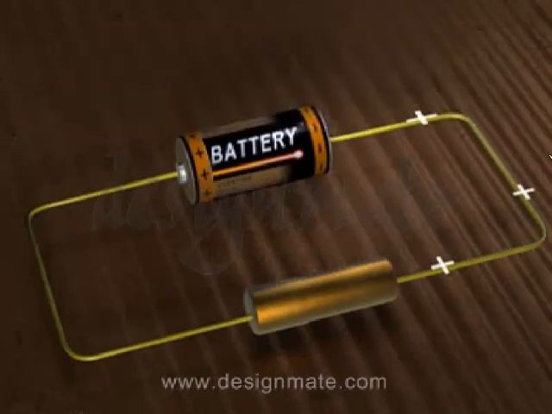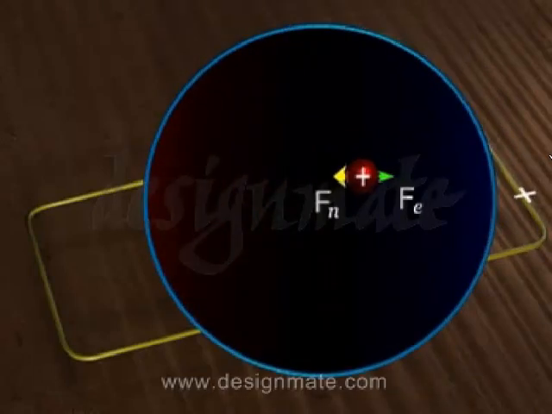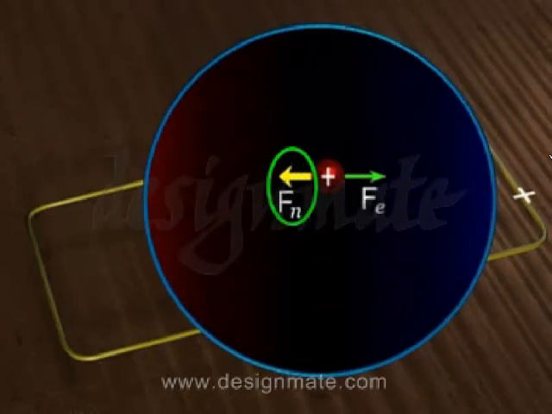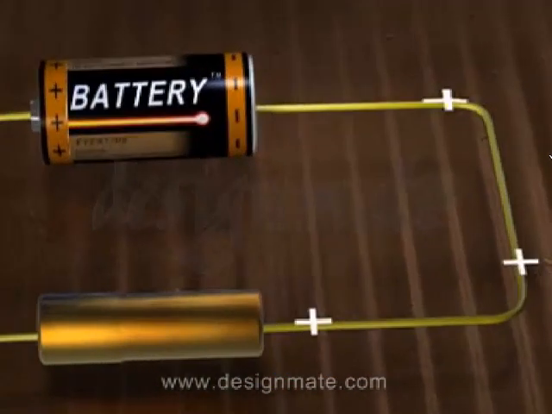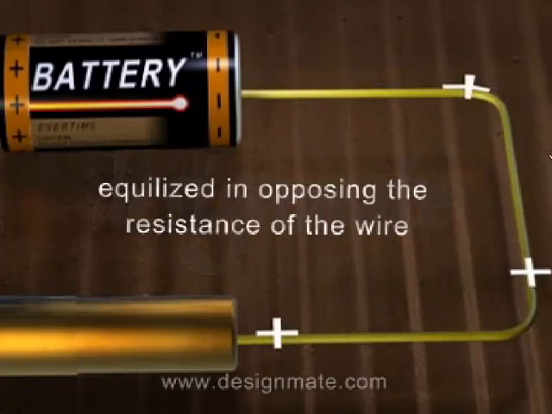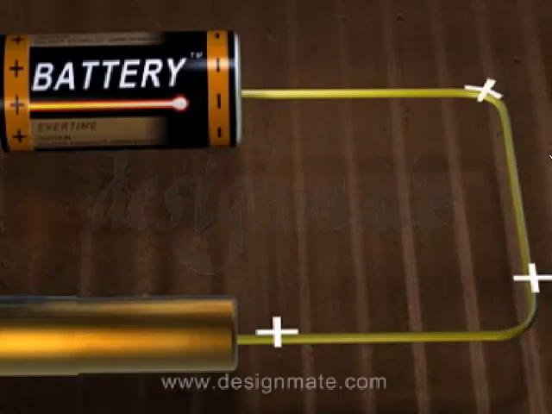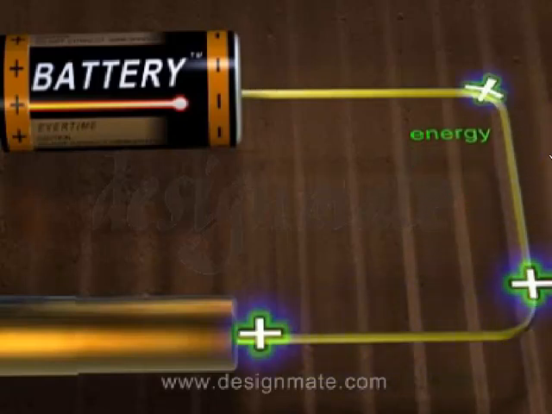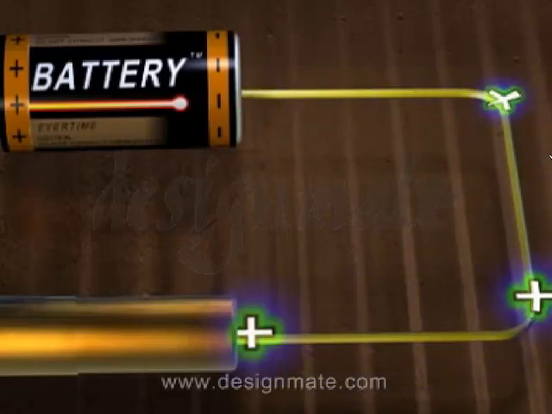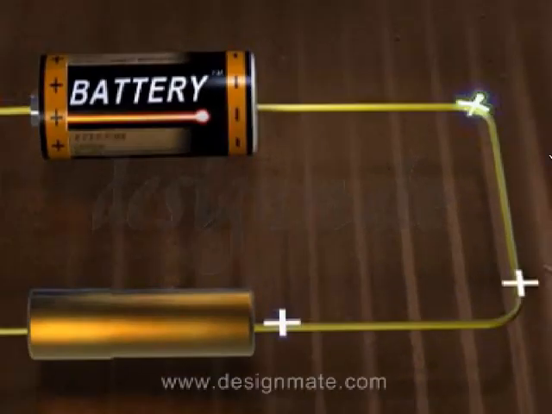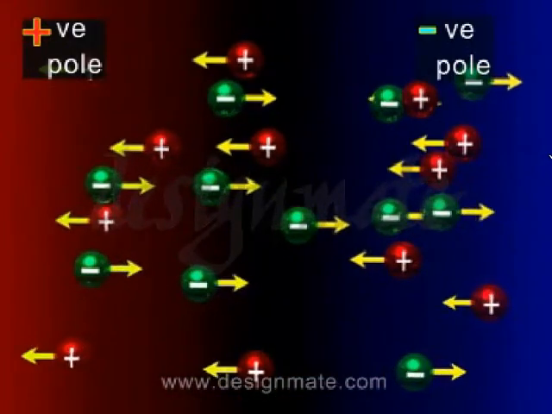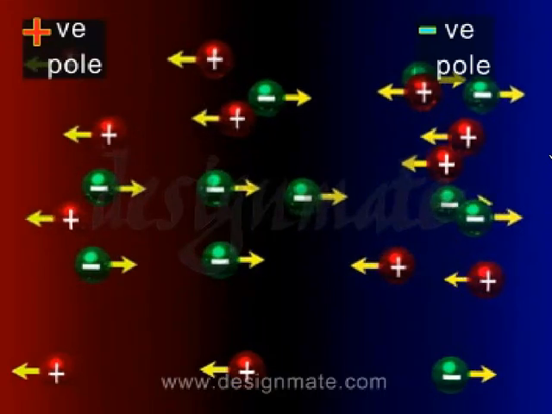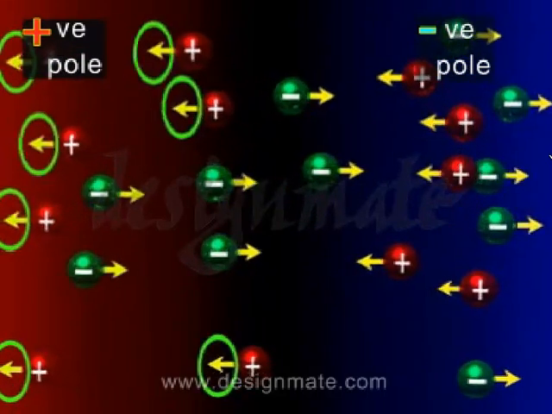The reason is that the positive electric charge faces opposition from the non-electrical force. The energy of the positive electric charge is equalized in opposing the resistance of the wire. The energy of the positive charge becomes zero as soon as it reaches the negative pole. During the flow of electric current, the positive electric charge continuously moves towards the positive pole due to the presence of non-electrical force.